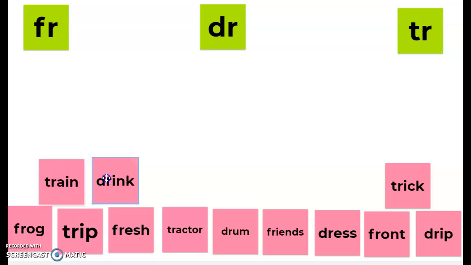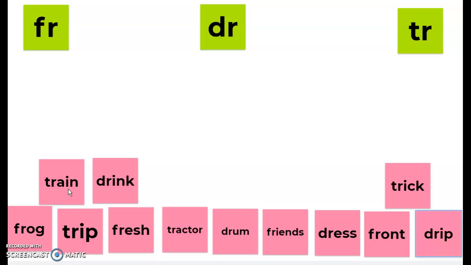Train, drink, frog, trip, fresh, tractor, drum, friends, dress, front, trick, and drip. Think about what you notice about all of these words. If you said that you notice they all have a consonant cluster at the beginning of them, you are correct. They also all have an R in them. The second or third letter in every word is an R.